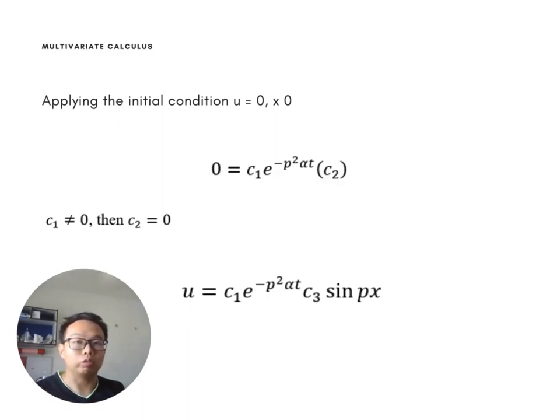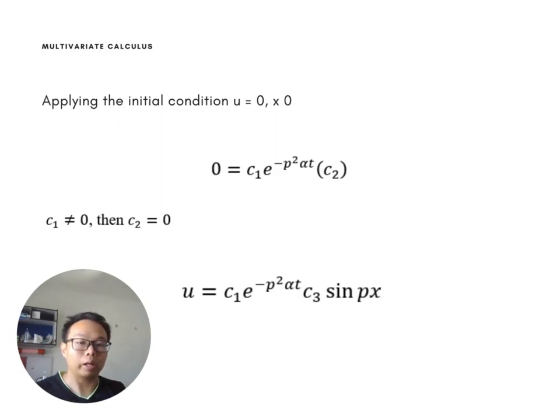So we will try to find the constants, which are the values of C1, C2, and C3. First, we apply the boundary condition to our temperature equation, which is U equals 0 when x equals 0. And we will get the equation stated above here. And we know that C1 will not equal 0, therefore C2 will be 0.